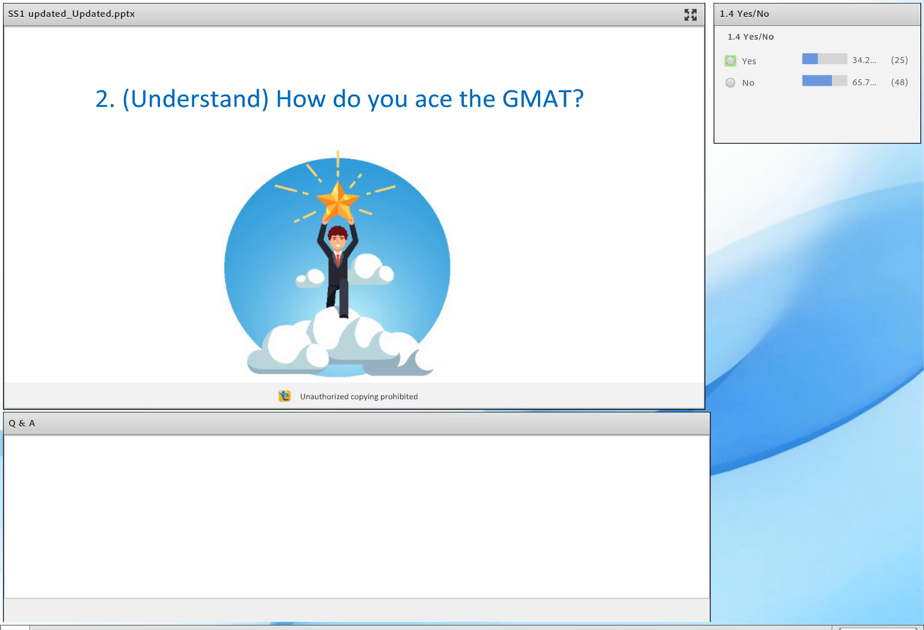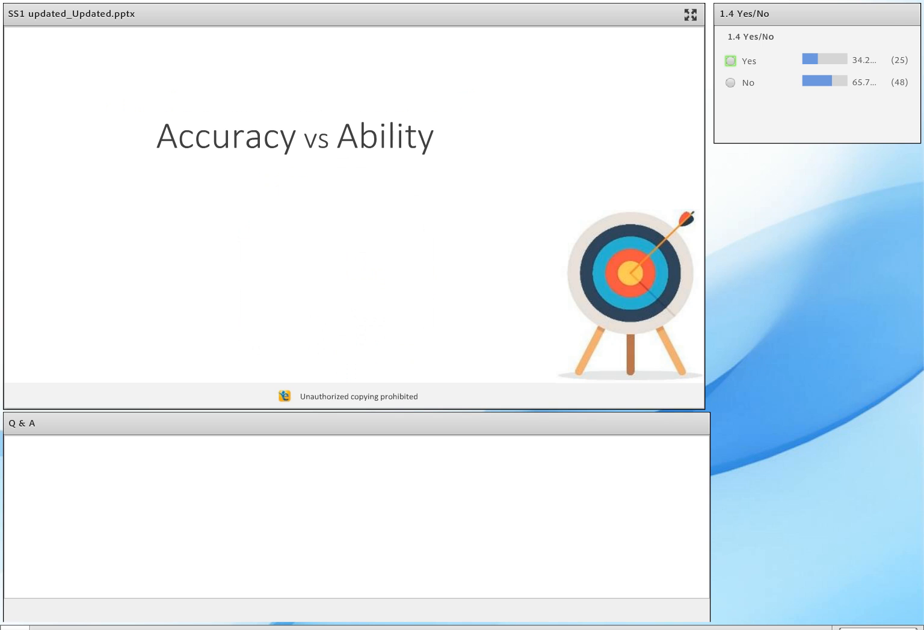So, we understood the importance of the test. Let's understand how you ace this test. And again, we're going to resort back to this thing of accuracy versus ability. What is accuracy? Accuracy is the percentage of questions correct regardless of difficulty level. What is ability? Ability is your comparative performance in a particular subsection or a section.